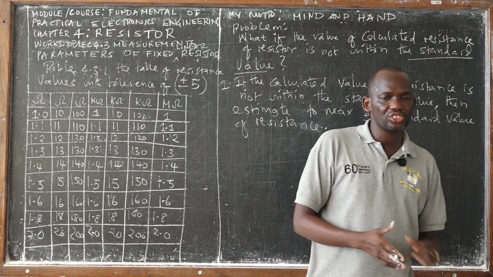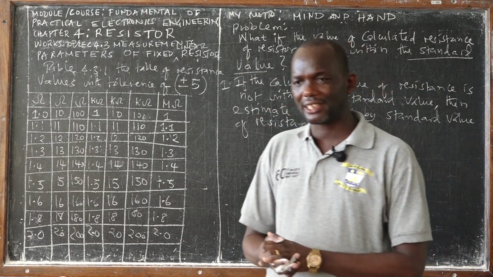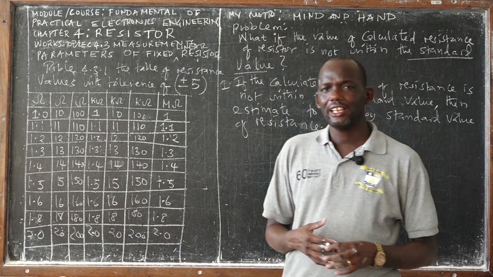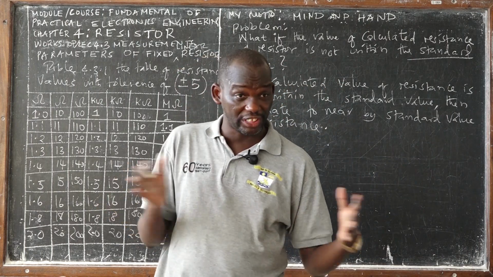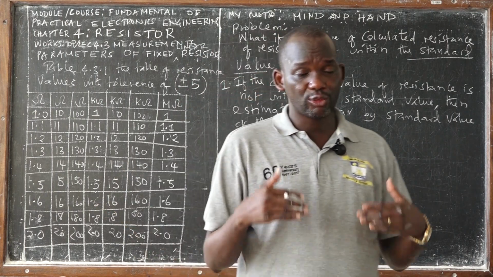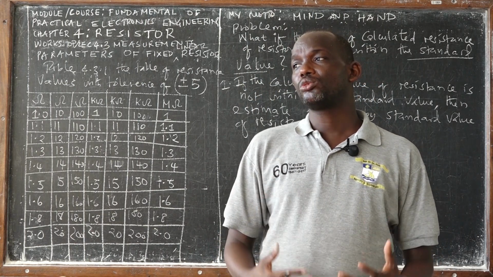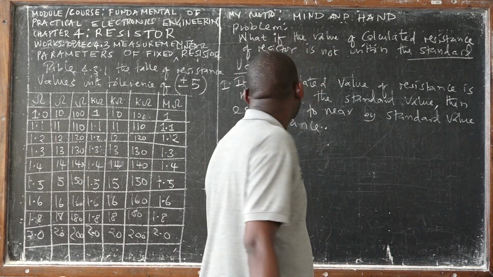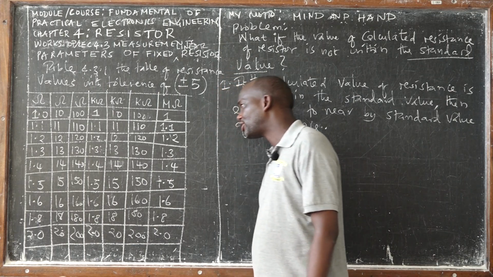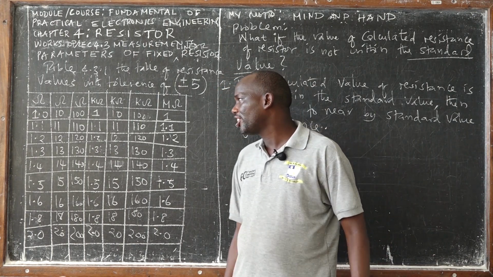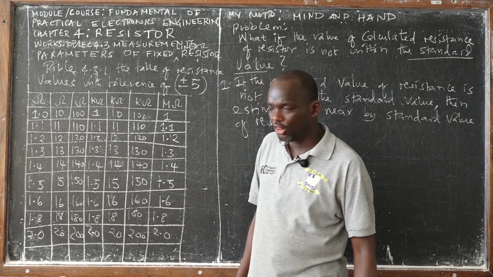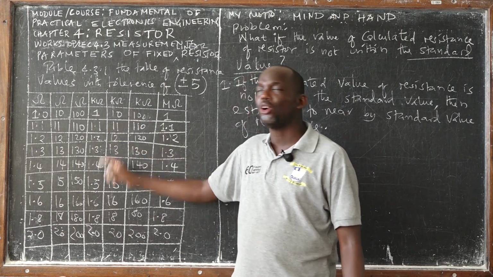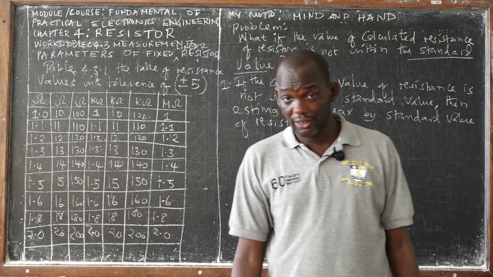I taught you this concept previously when we were dealing with capacitors: when you compute the capacitance and find that the calculated value is not within the standard value, you have to estimate, and always estimate to the higher standard value. That's one of the tricks. For instance, if you calculated a resistance of 8 kilo ohm, it lies between 1 kilo ohm and 10 kilo ohm, so you always take 10 kilo. That's the first method.